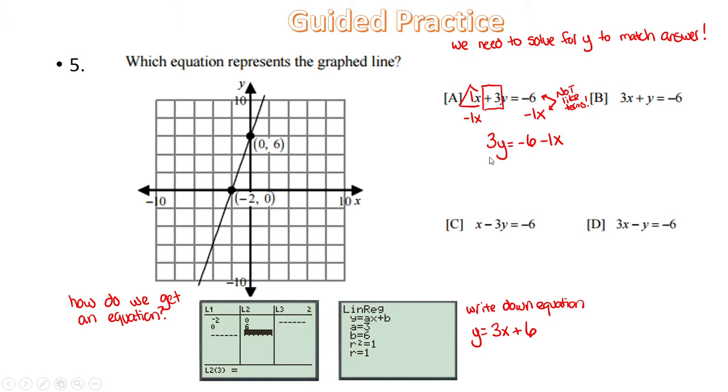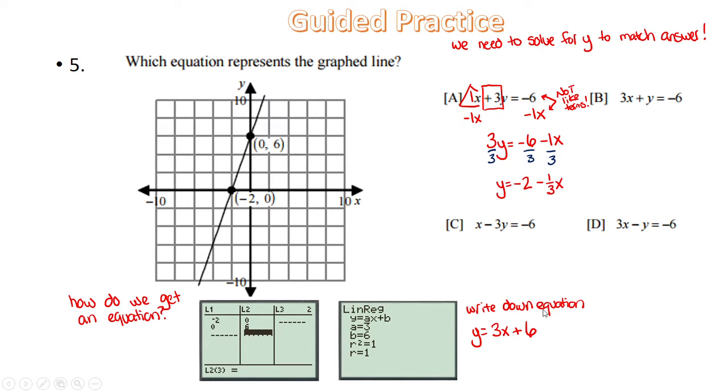Now we need to get rid of the 3 that's in front of y by doing division. So -6 divided by 3 becomes -2. And -1 divided by 3 is -0.33 repeating, which I can make into a fraction to be -1/3 x.